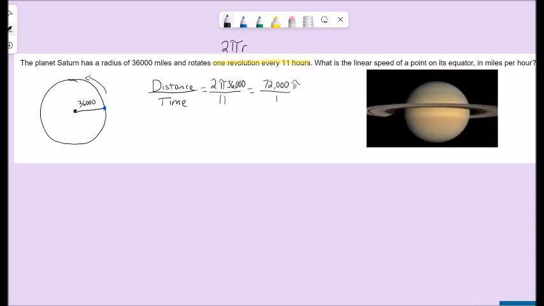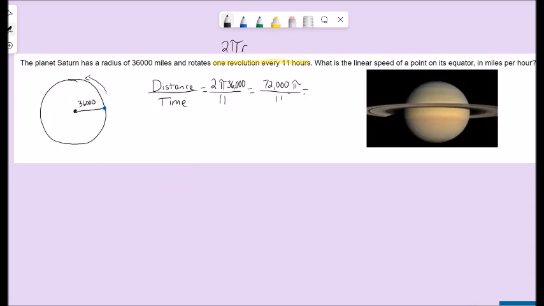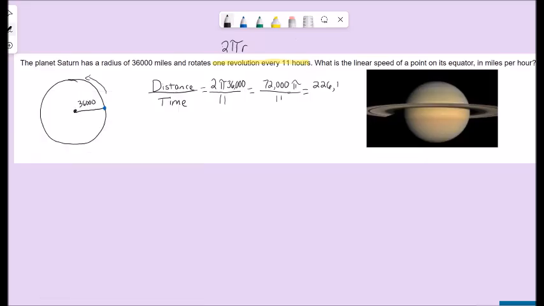Oops. Still over 11. Let's get the calculator out for that one. 72,000 times pi. That's okay. So that right there is the total distance traveled: 226,195 miles. That's close enough. So that's the distance it travels all the way around the planet.